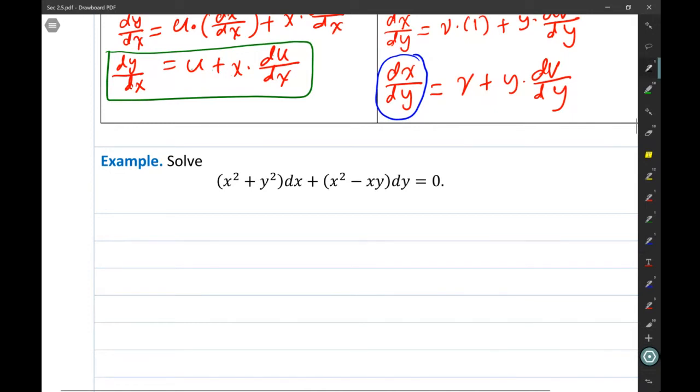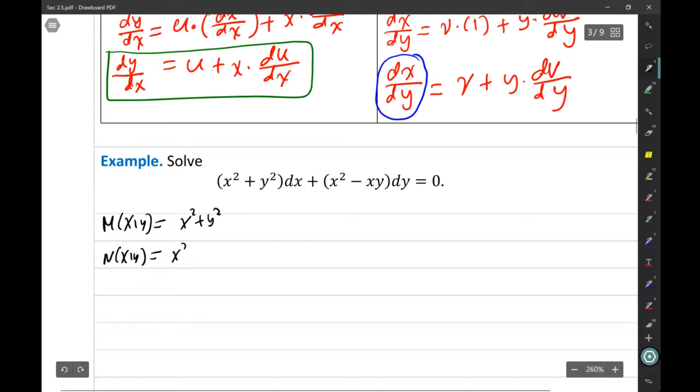It says here, solve the differential equation x squared plus y squared times dx plus x squared minus xy, dy is equal 0. First of all, I have to check, is it homogeneous or non-homogeneous? If it is homogeneous, I can solve it by the homogeneous method. First, M of xy is x square plus y square, and N of xy is what? x square minus xy.